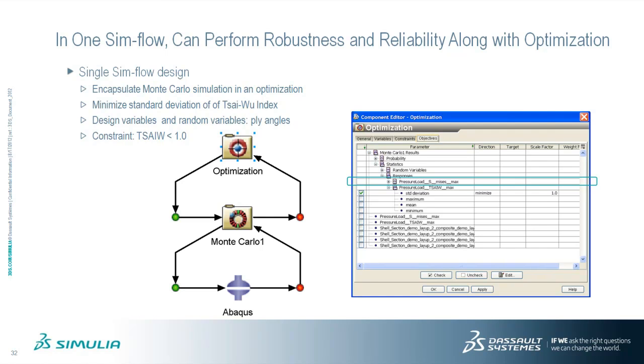If we perform this simulation, introducing random variables or some variations in the ply angles, the material properties, and the ply thicknesses, and then perform our optimization, we'll get the same results that we saw in the previous slide with the scattering of different designs.